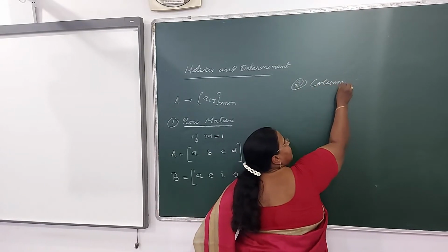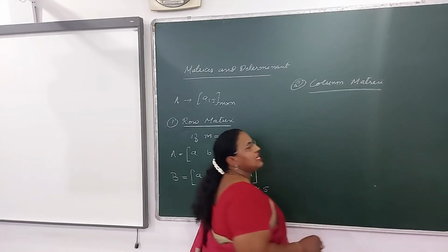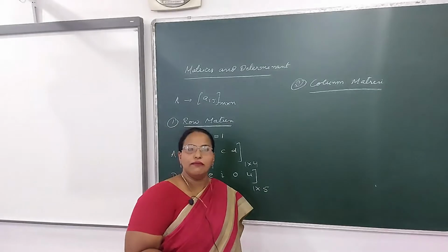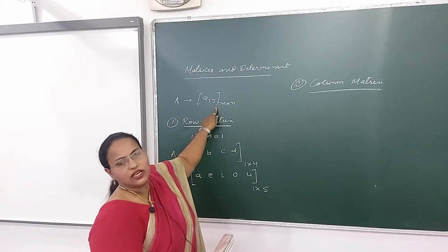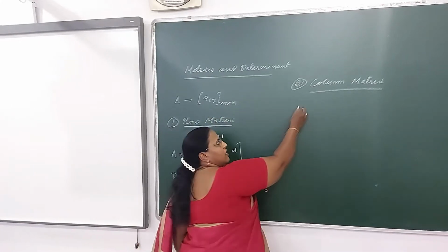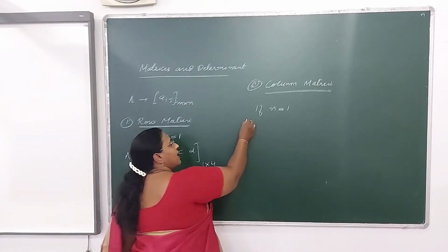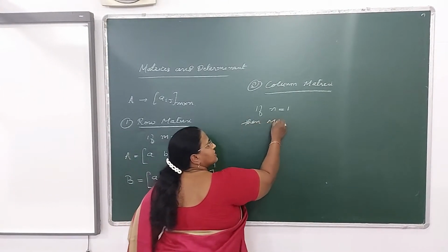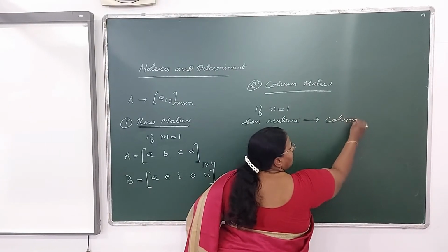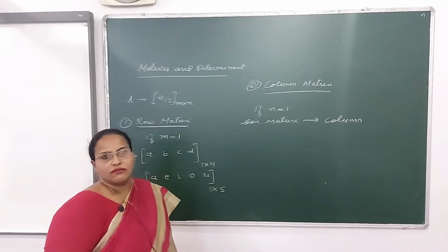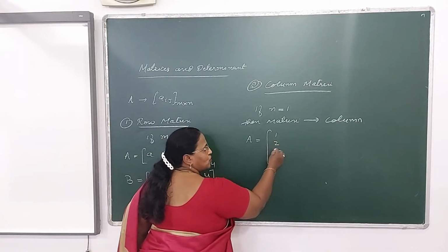In a similar manner we can define this. A matrix having a single column is known as a column matrix. Or you can say, let A = [aij] of order m by n. If the value of n is 1, then the matrix will be called a column matrix. For example, let A = [1, 2, 3, 4].